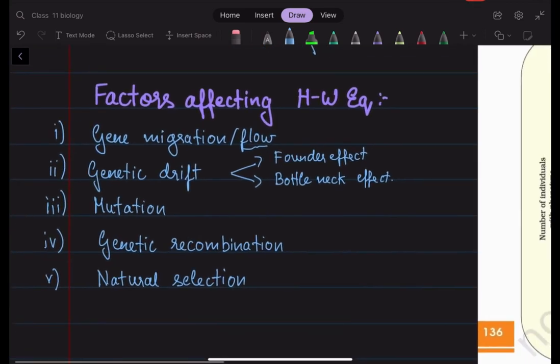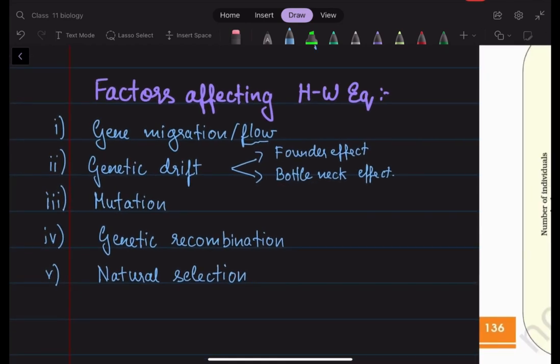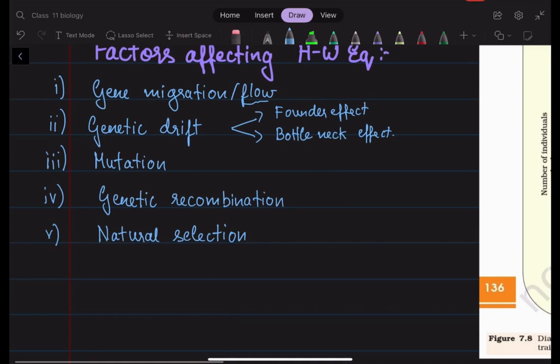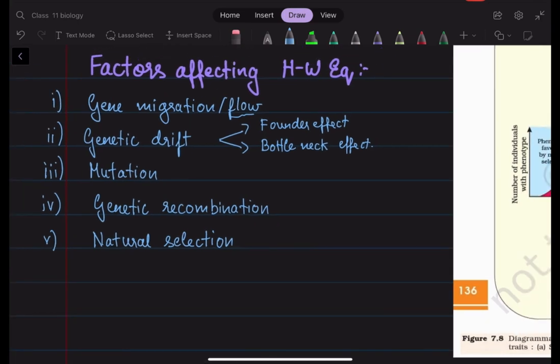Second one is genetic drift. Genetic drift is also similar to gene migration, but when gene migration happens randomly, that is by chance, then we call it genetic drift. And there are two kinds, founder effect and bottleneck effect. And we'll be learning about this in the upcoming videos. Third point is mutation. So mutation, obviously, when there is a change in the DNA sequence, the entire gene itself changes. So obviously this will affect the allele frequency and thus affecting the Hardy-Weinberg equilibrium.